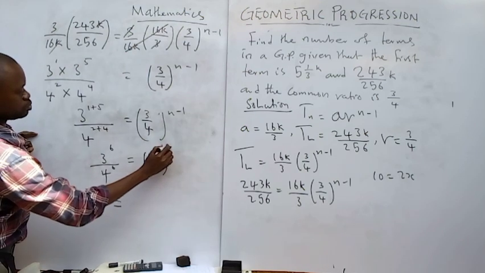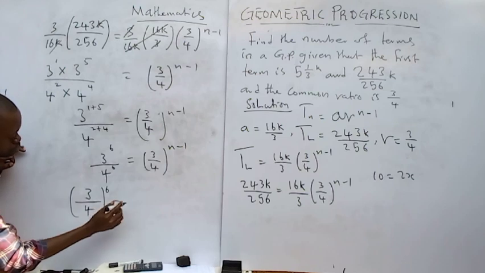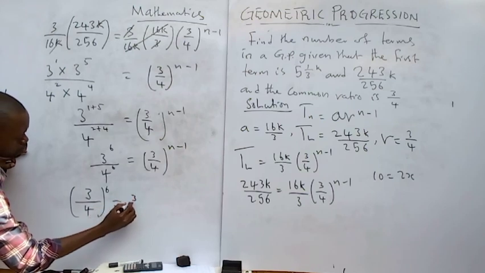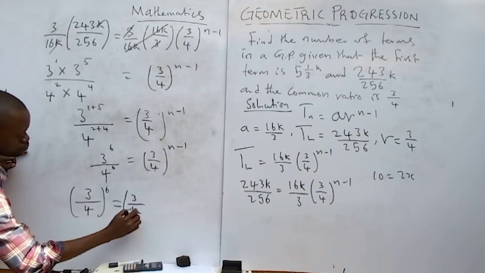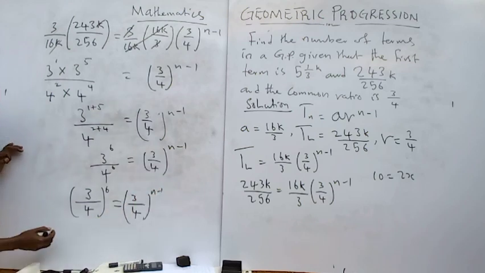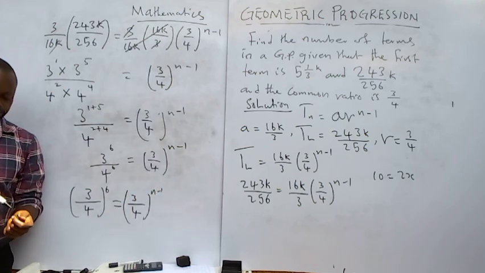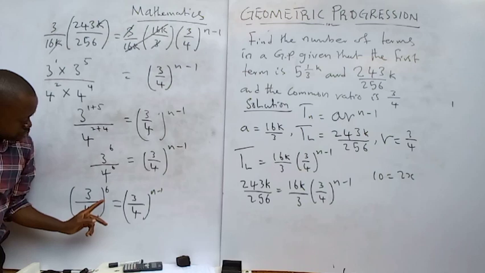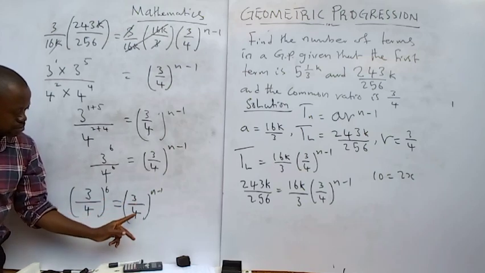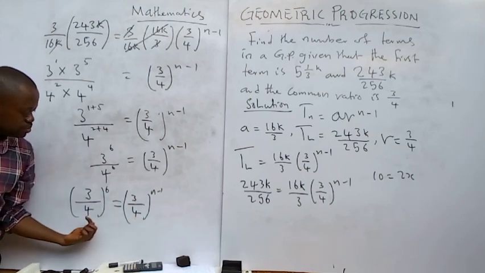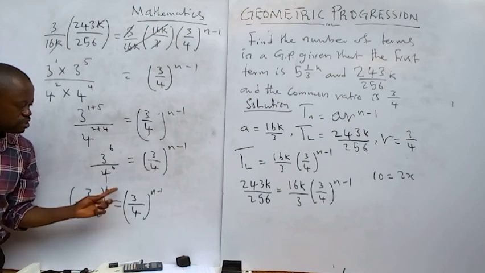what did I write here? It should be n minus 1. So equated to 3 over 4 raised to the power n minus 1. Can you see we are there? So you can see that the base now are the same.